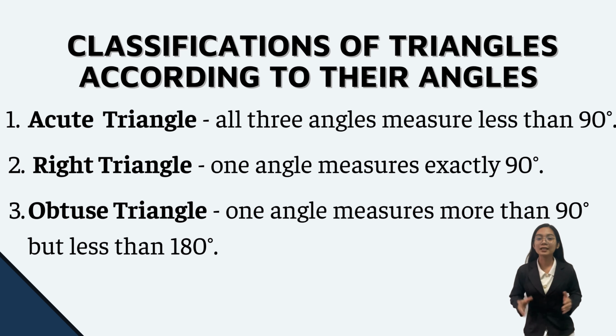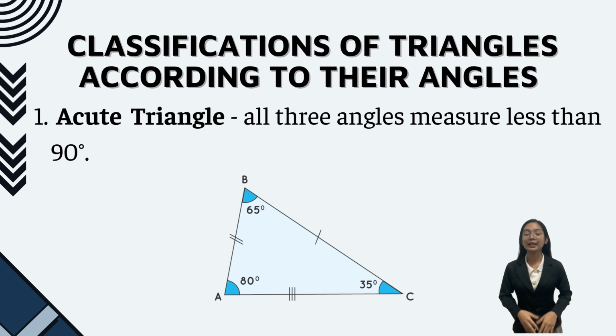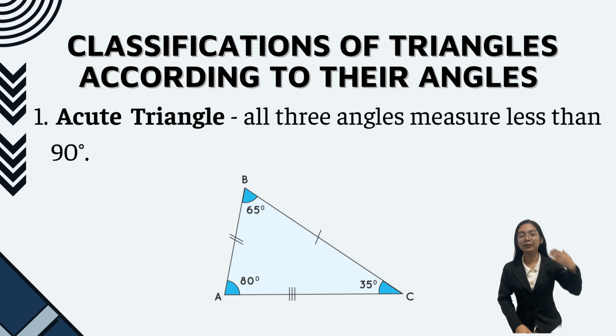So class, let's get deeper about the classification of triangles in order for you to understand. The first one, class, is the acute angle. So class, what is an acute angle? Correct. Look at the triangle, class.